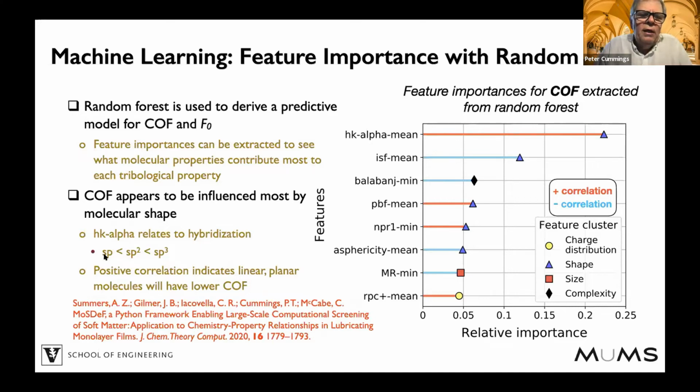So things with SP hybridization have lower coefficient of friction than things with SP2 hybridization, which have lower coefficient of friction than things which have SP3 hybridization. And you can think of SP as being linear molecules, SP2 as being planar molecules, and SP3 as being three-dimensional molecules. I often use the term pencils, paddles, and bobbleheads to describe this, and that's usually to the horror of my graduate students. But once you see that, then you understand what's going on.